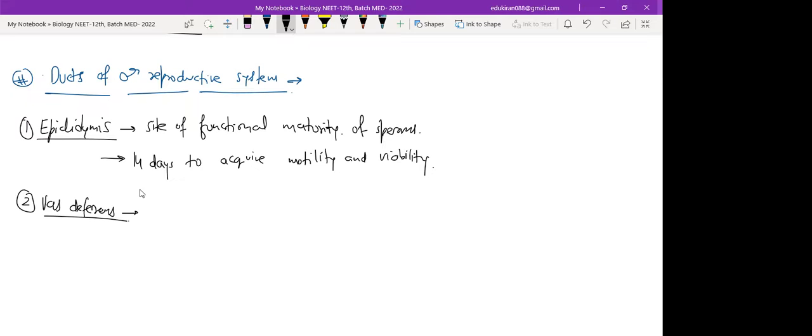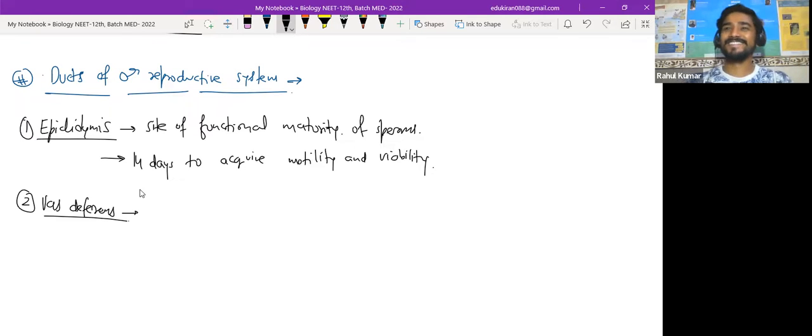I just wonder why they chose 30 days as an option. It could have been 2 months, it could have been 15 days, 1 week. Why 30 days? Because vas deferens does exactly the same. I'm not saying that the inspiration was taken from here, but vas deferens can store sperms for around 30 days.